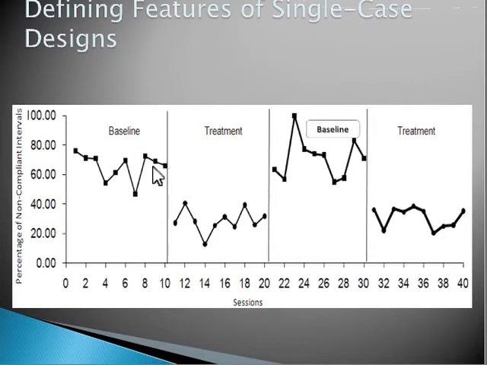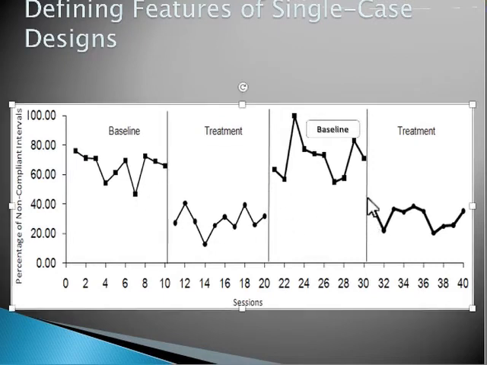So we see that the intervention worked at reducing the problem behavior, and then when we take it away, we go back to baseline levels, and as we reintroduce it again, we see that the effectiveness of the treatment happens at 3 different points in time.